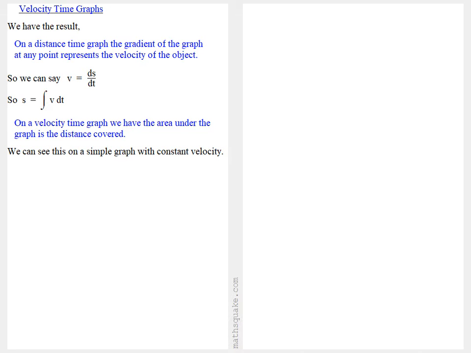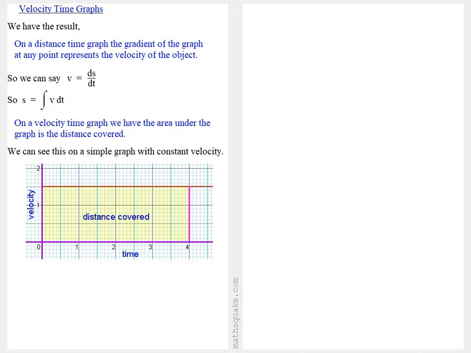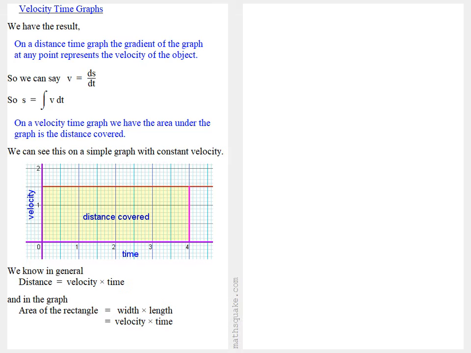Now we can see this on a simple graph with constant velocity. We know in general distance is equal to velocity times time. And in the graph, the area of the rectangle is also the width times the length, which is the velocity times the time. So the area under the graph represents the distance travelled.